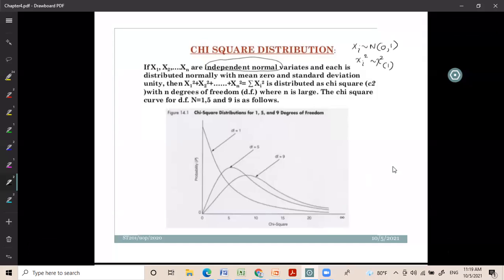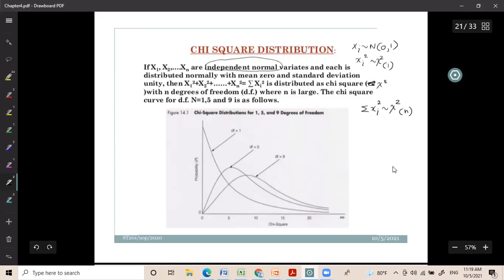And if you add all these xi squares, x1 square plus x2 square up to xn square, that will be chi-square with n degrees of freedom. Each and every x square will be chi-square with degrees of freedom 1. When you add them, the sum will be chi-square with degrees of freedom n. Okay. So you can see this is how the chi-square distribution is formulated, right?